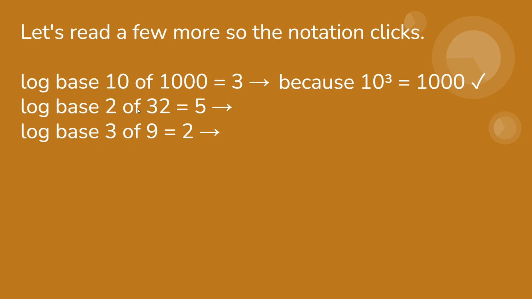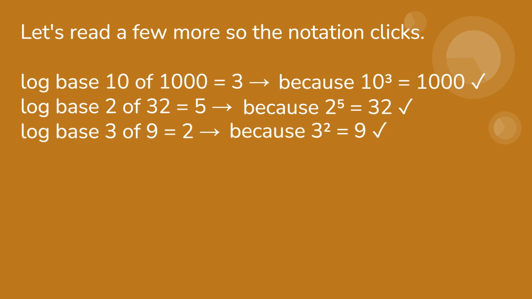Log base 2 of 32 is equal to 5. Why is that? I'll give you 5 seconds, and if you need more time, pause the video. It's because 2 to the power 5 is equal to 32. Log base 3 of 9 is equal to 2. I'll let you think for 5 seconds, but if you need more time, pause the video. It's because 3 squared is equal to 9.